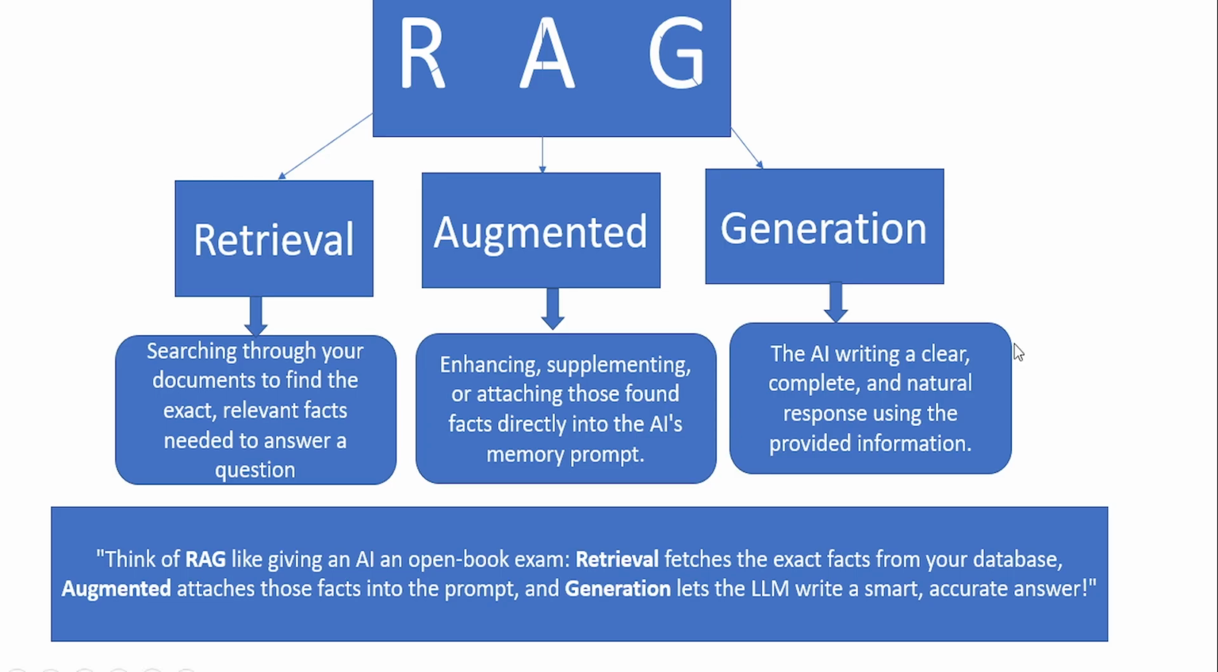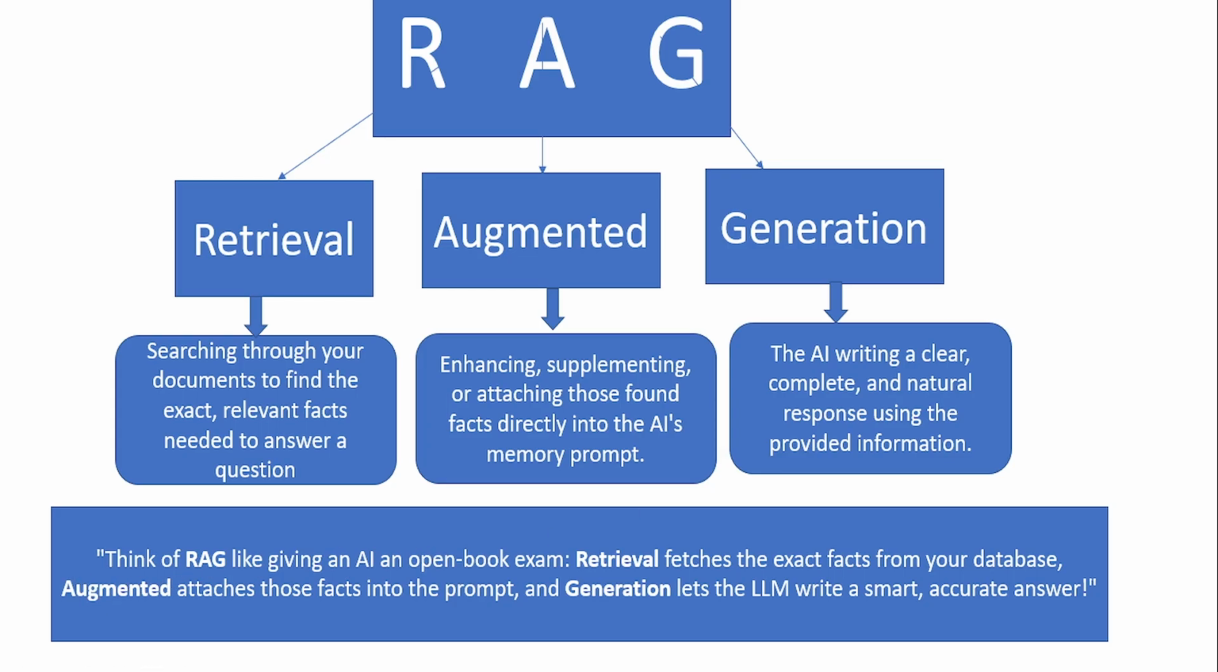And on final step, generation, the AI writing a clear, complete, and natural response using the provided information. So when all the information has been collected from the database, query, and system message, then it is supposed to generate the answer. So to understand it in a more perfect way, we use this example.